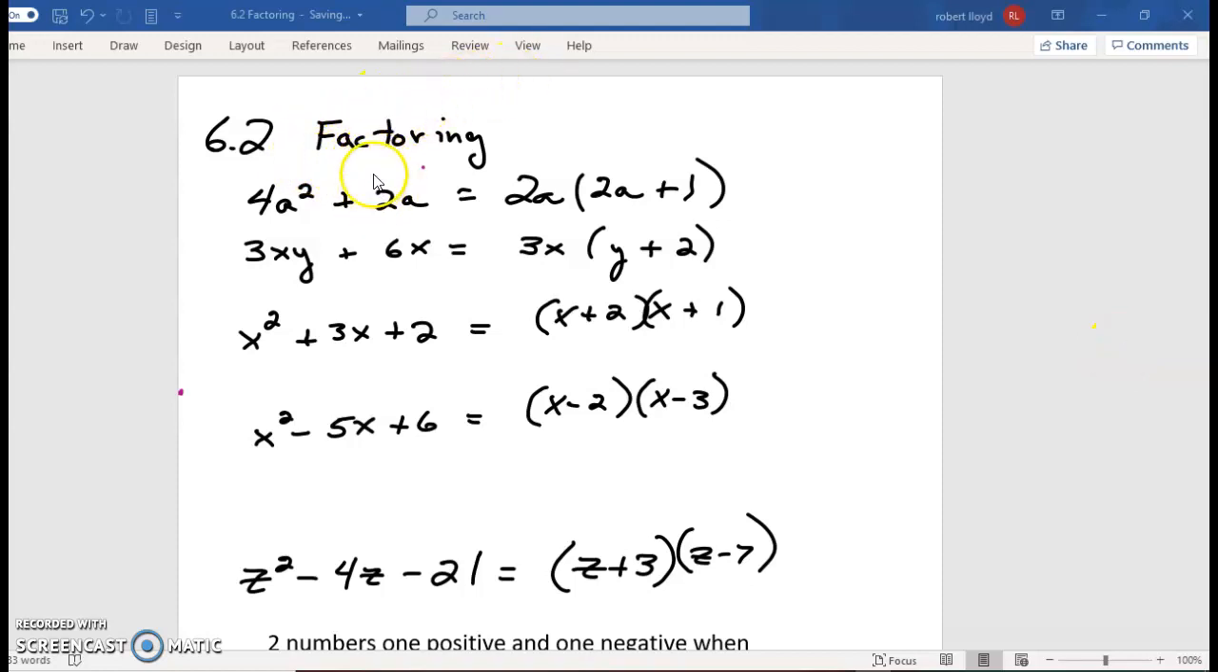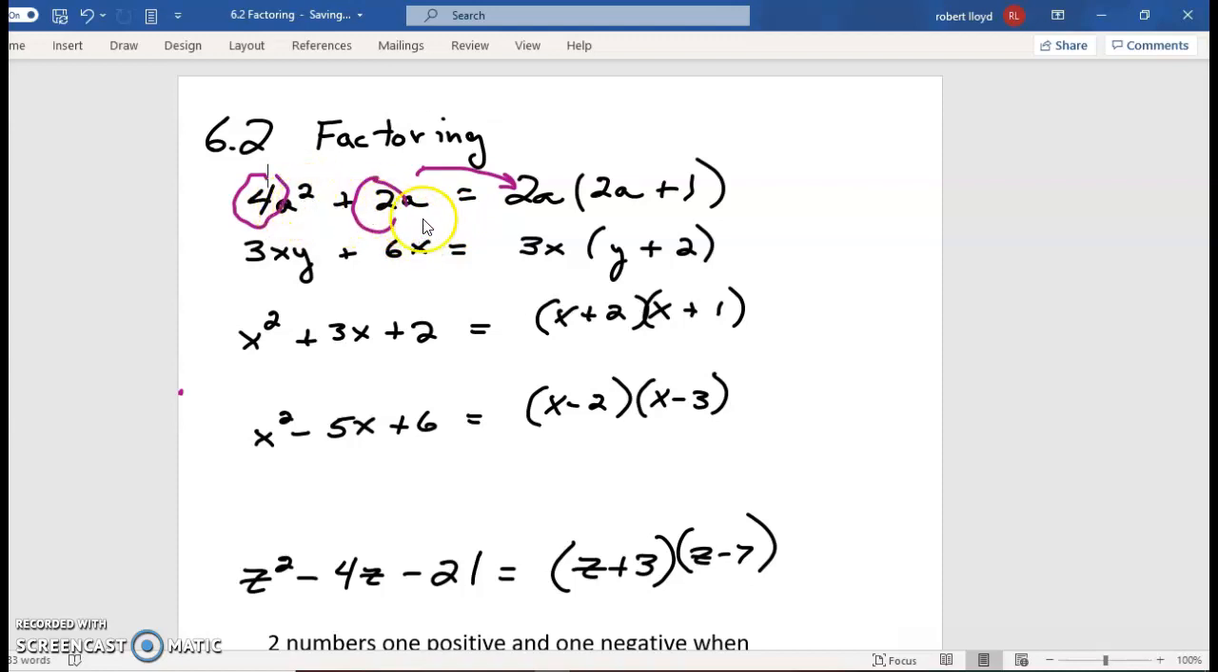6.2, the beginning of factoring. So we're going to start with polynomial expressions and factor, meaning we're going to take something common out of each. So here we have the numbers 4 and 2. So we can take 2 as far as the number goes out of each.